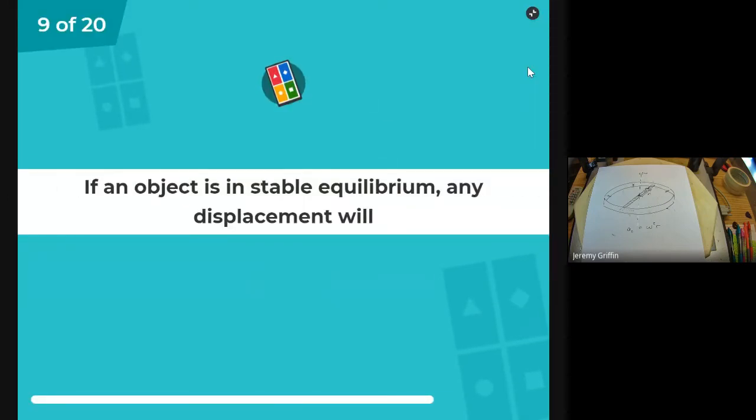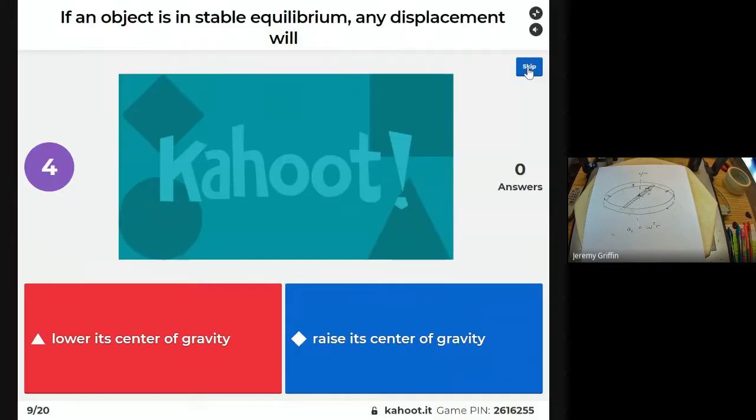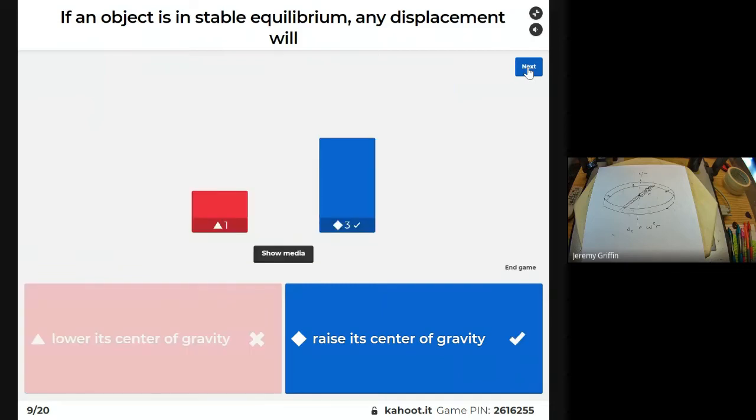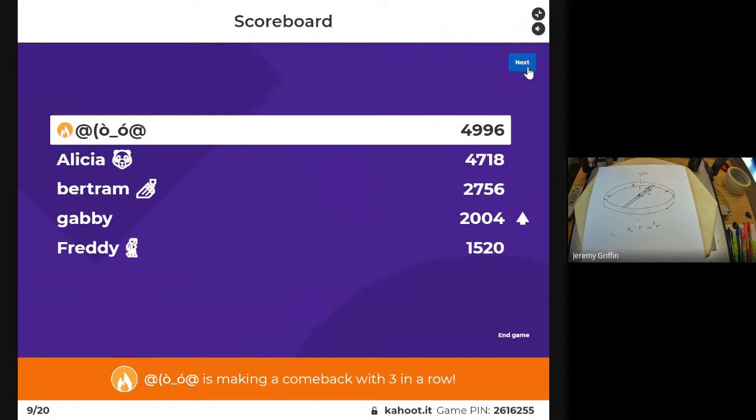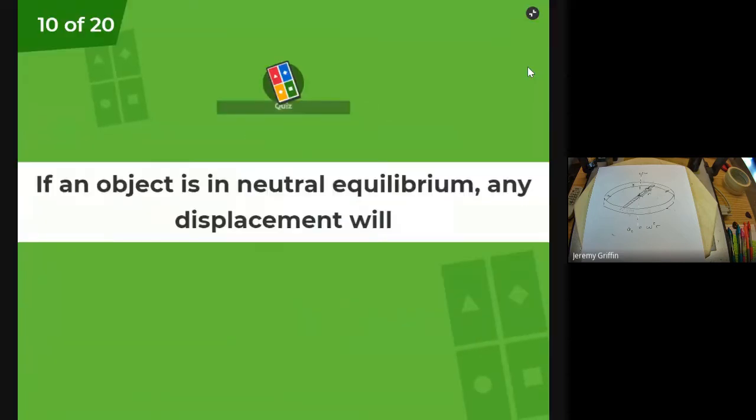Stable equilibrium, any displacement will? Yeah, raise its center of gravity. So to lift something, you'd have to apply some work to it. So it's kind of hard to lift things. So if something's already at the lowest point, it'll be stable there. Oh, Caterpillar on fire. Got Gabby hopping in. Got Alicia, Bertram, Freddie, also in the top 5.